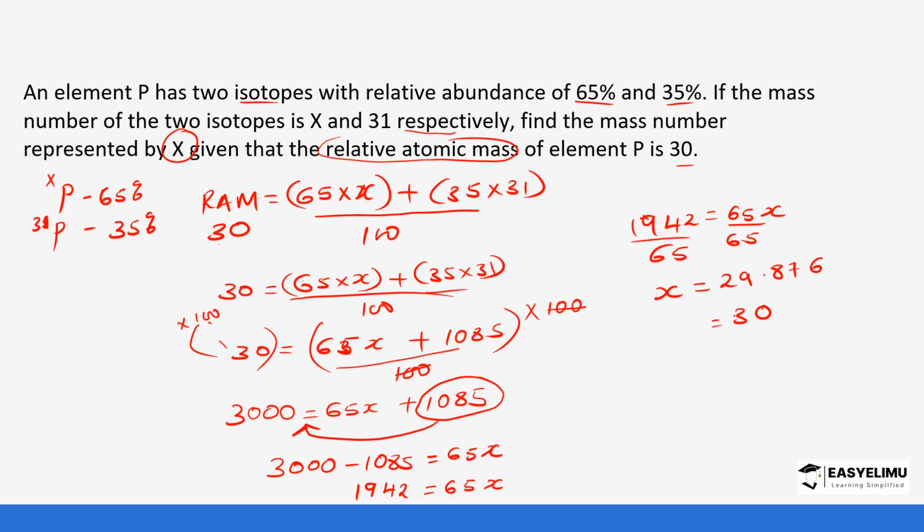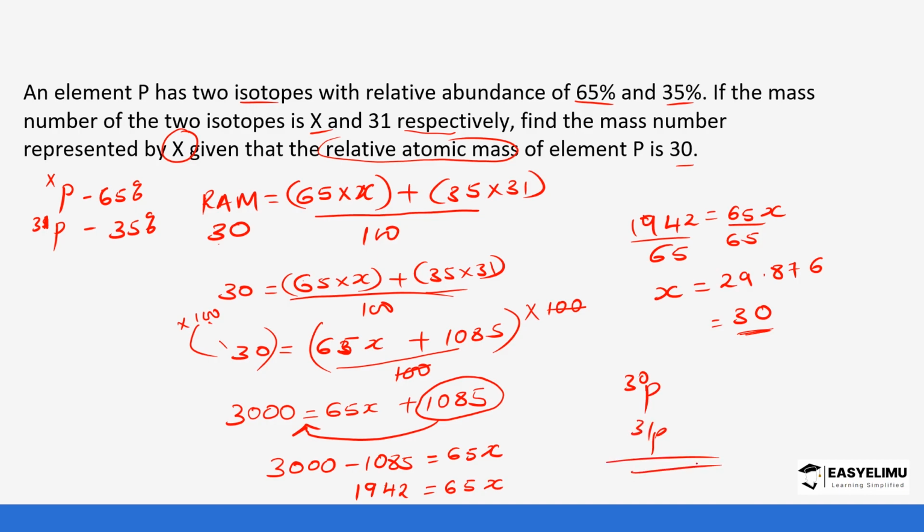You can see why, because the mass of isotope X, or P30, Px will be 30, not the relative atomic mass. The mass of X will be that. So we have P30 and P31. So those are our answers.